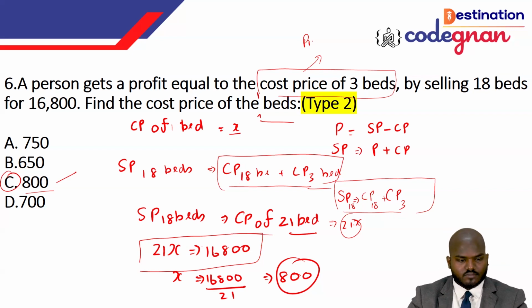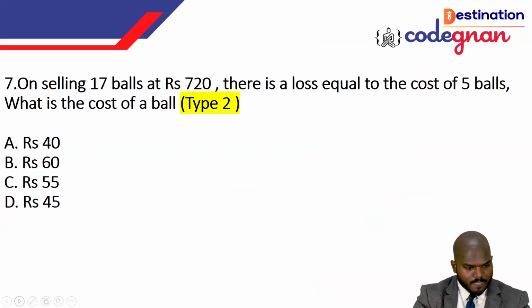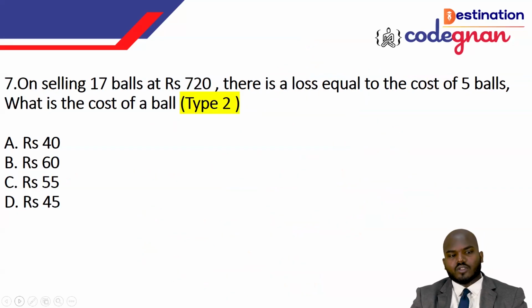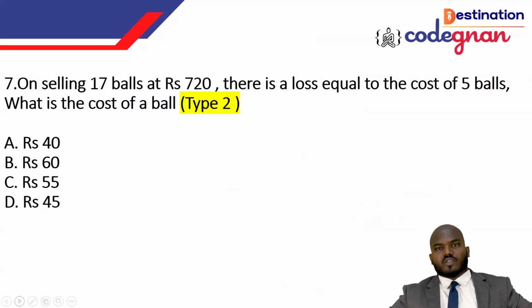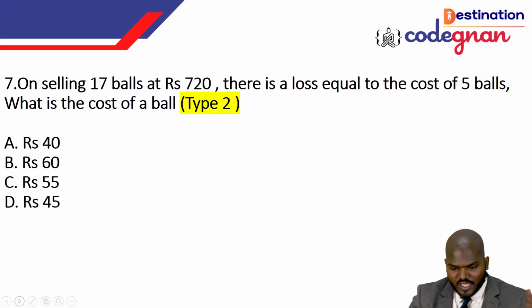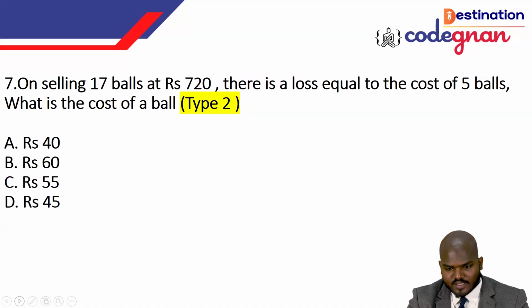Okay, guys, I'm just going to the next question. Now it is your turn. On selling 17 balls at 720 rupees, there is a loss equal to the cost of 5 balls. What is the cost of a ball? They are asking the cost of one ball in this question.